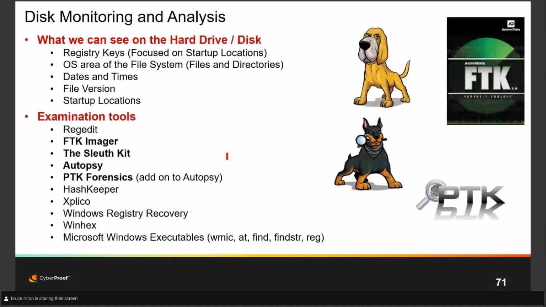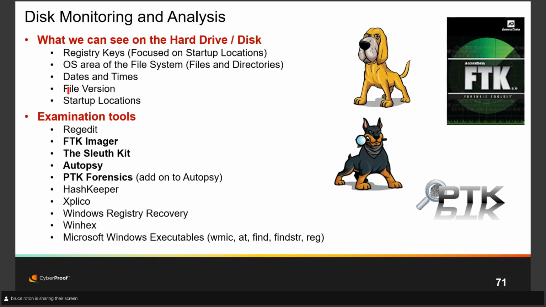What are we looking for on the disk? Well, on the disk, we'll look at registry keys, focus probably on the startup locations, and then the OS area of the file system. And again, this is where I'm talking about looking for things being not in the locations where they're supposed to be. Dates and times, look into the code for the date and time, not the one that's time-stamped on it that File Manager will show you.